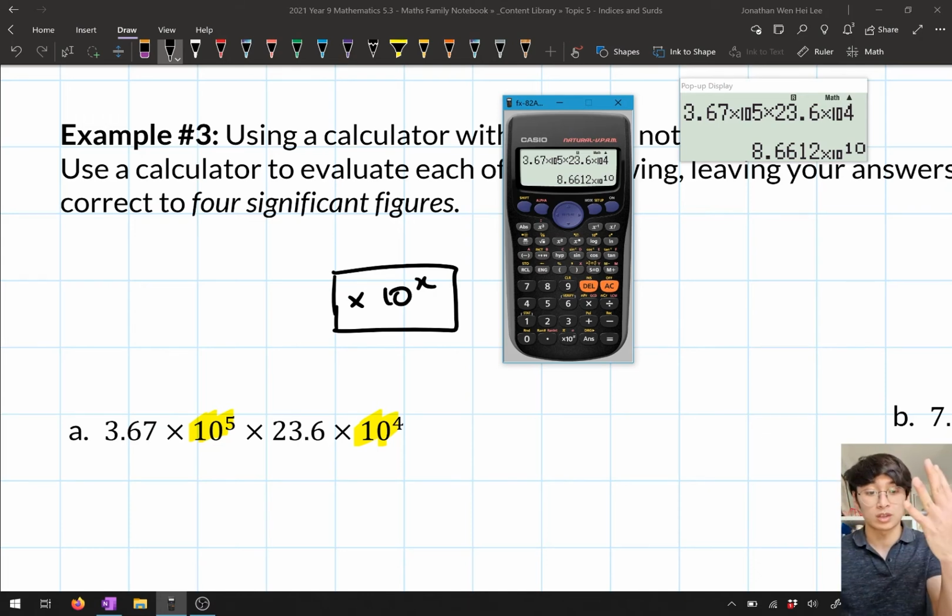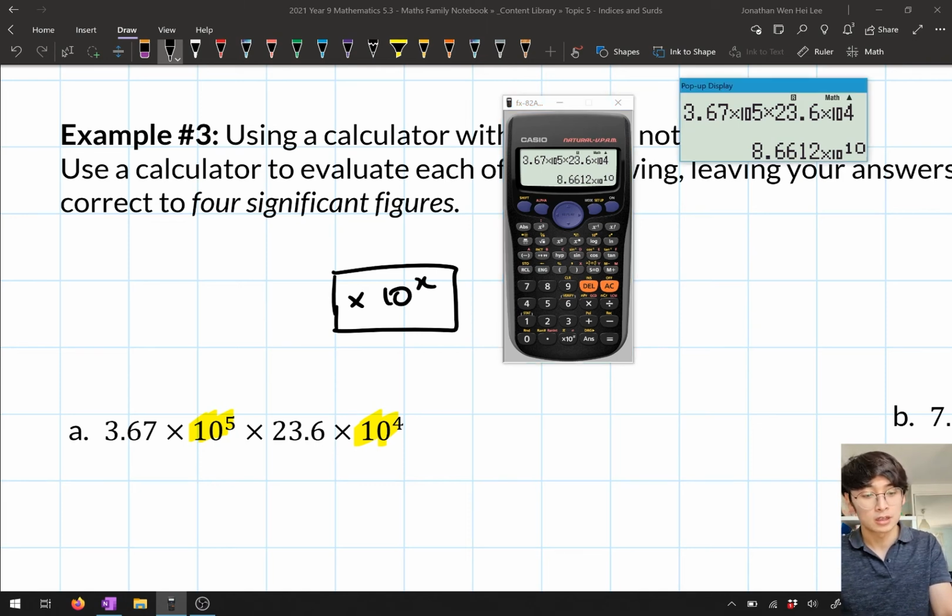So I want this to 4 significant figures. So if you have a look, I'm going to count from the left. 8 is my first significant figure. 6 is my next significant figure. The next 6 is my third significant figure, and 1 is the fourth significant figure. I look at the next number, 2. Do I round that up or down?